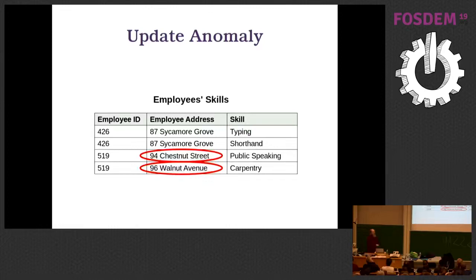Well, we don't know. And why don't we know? Because the schema is wrong. We should have the address in only one place, not two. How to make it happen, we'll see later. That's the update anomaly, because we updated the address, and now we have two of them, and we don't know which one is the right one.